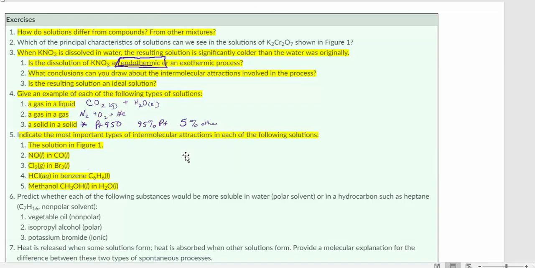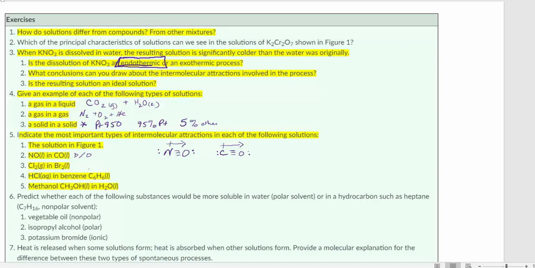Number 2, we have nitrogen monoxide liquid in carbon monoxide liquid. Now remember how to draw the Lewis structures of these particular compounds. If we have our carbon monoxide and our nitrogen monoxide, these are both polar molecules. So we have dipole-dipole interactions here.